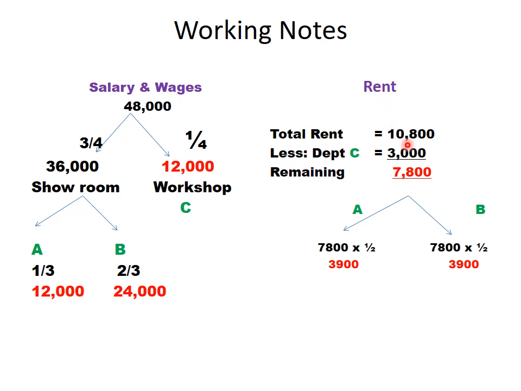Come back to rent calculation, students. Total rent is 10,800. In that, rent of department C is 3,000. How do you get 3,000? 500 into 6 months, 6 months ending. So 500 into 6, you get 3,000. Then remaining 7,800 distribute to A and B equally as instructed in the question. So 7,800 into half, A gets 3,900, B gets 3,900 and C will be 3,000. So this is how you calculate salary and wages.